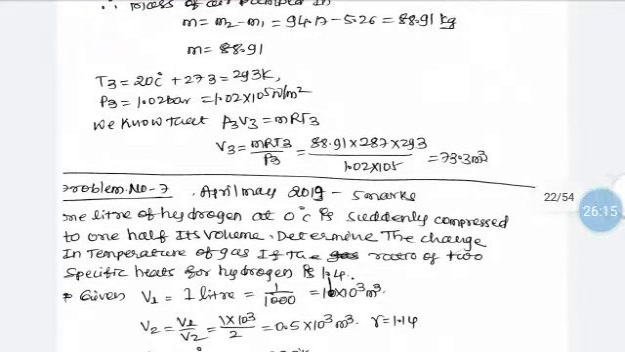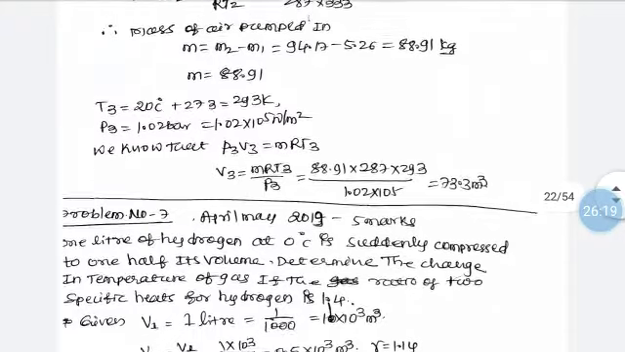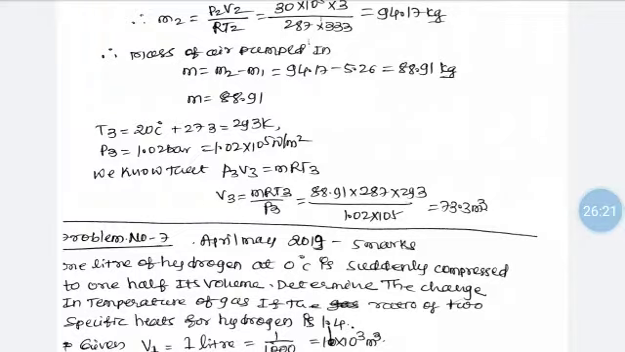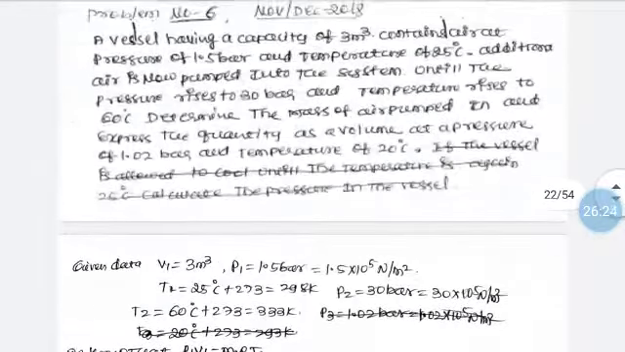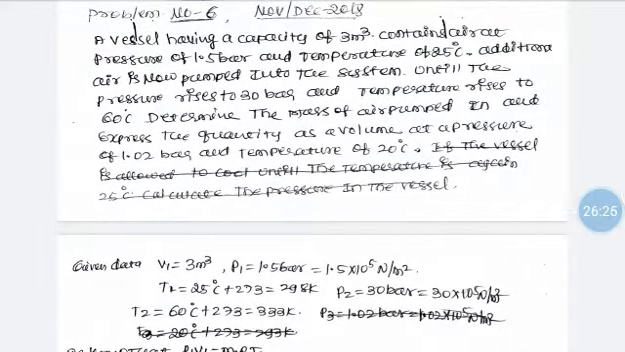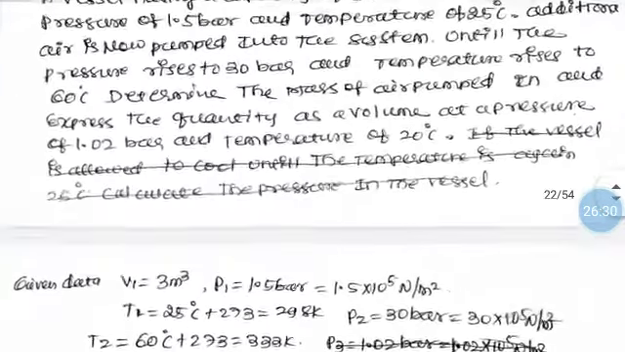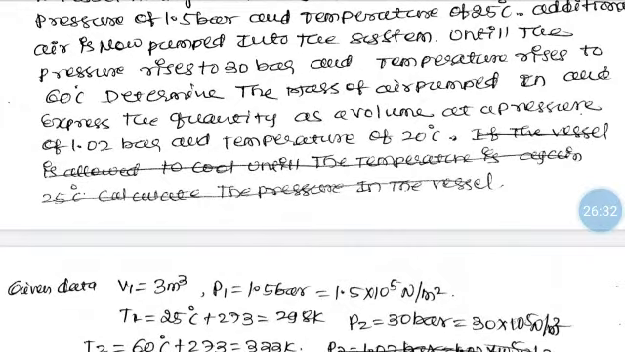So we get 73.3 meter cube. This is V3, and you can observe that we have expressed the quantity as a volume at a given pressure. So this we have studied: expressing the quantity as a volume at a pressure of 1.02 bar. So this we have calculated, that is V3.